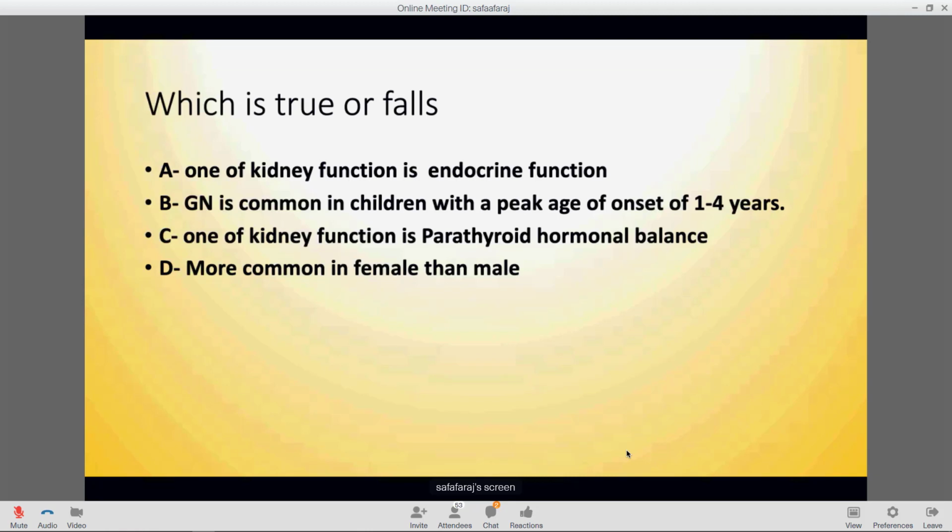Which is true or false? A, one of kidney function is endocrine function. Dr., true. Let us put a rule. If they say true, we will give an explanation, and if they say false, we also give our colleague an explanation why it is true and why it is false.